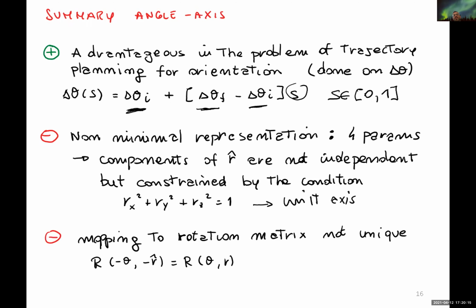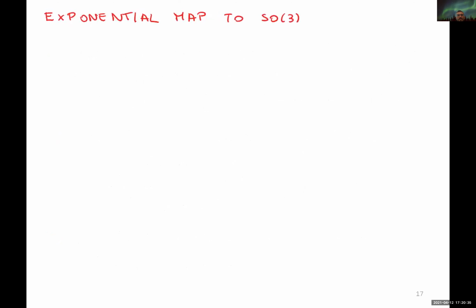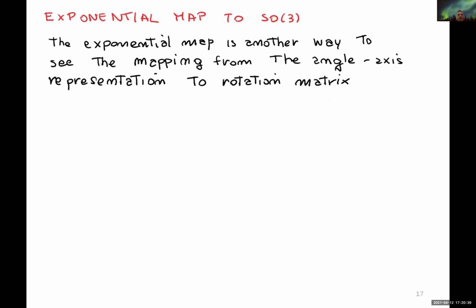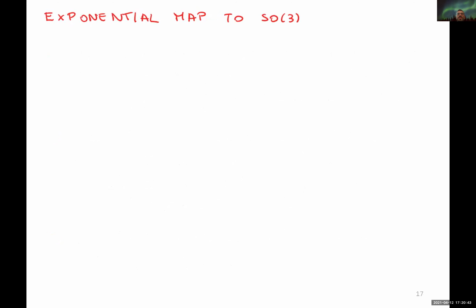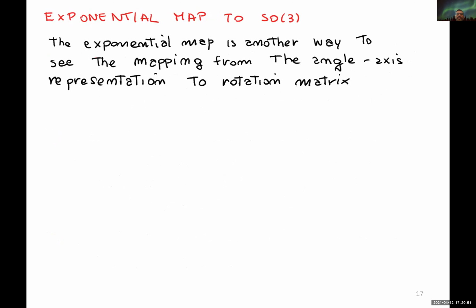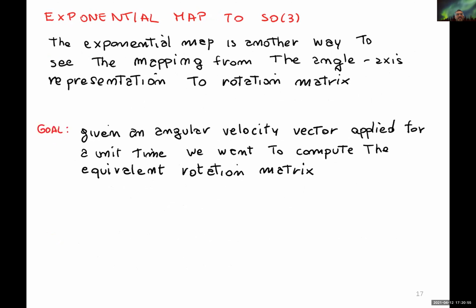Also, we said that the mapping to rotation matrix is not unique. Then we can introduce the exponential map. It is something very similar and equivalent to the angle axis representation. The idea is that given an angular velocity vector applied for a unit time, we want to compute the equivalent rotation matrix of the rotation with that angular velocity.